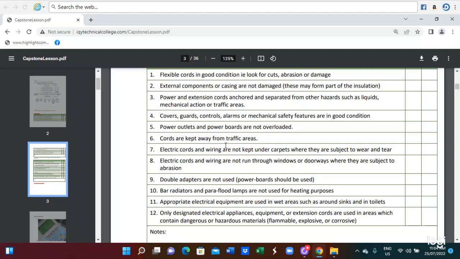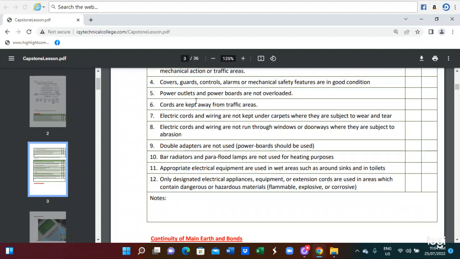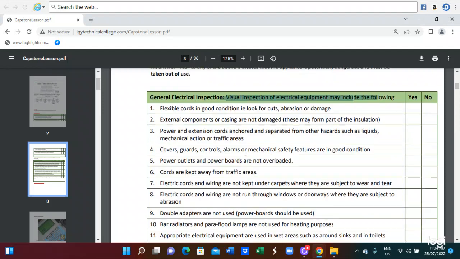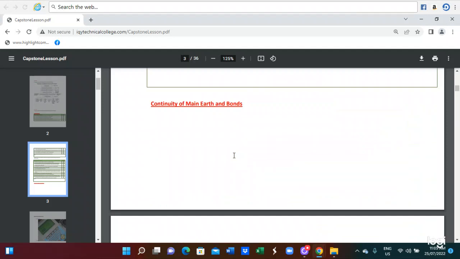Electric cords and wirings are not put under carpets where they are subject to wear and tear. Electric cords and wirings are not run through windows or doors where they are subject to abrasion. Double adapters are not used. Power boards should be used. Bar radiators and a pair of loose lamps are not used for heating purposes. Appropriate electrical equipment is used in wet areas such as the sink and the toilets. Only designated electrical appliances and extension cords are used in areas which could have dangerous or hazardous materials, flammable, explosive and corrosive. You have to check for the general electrical condition.